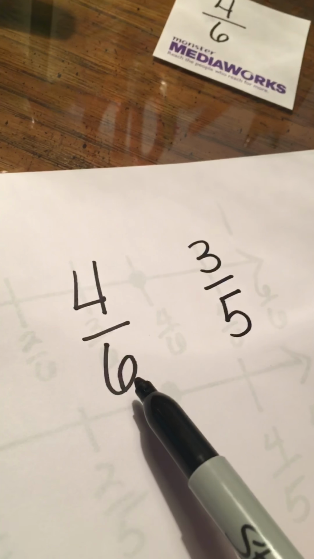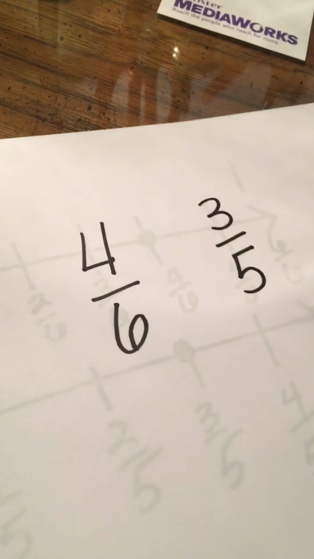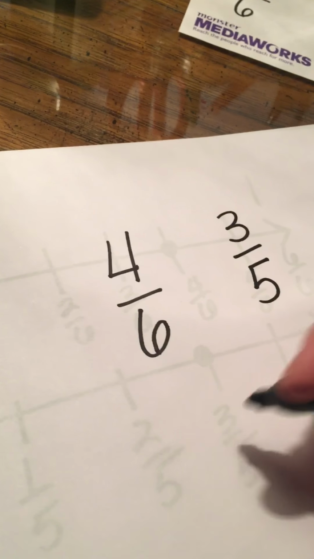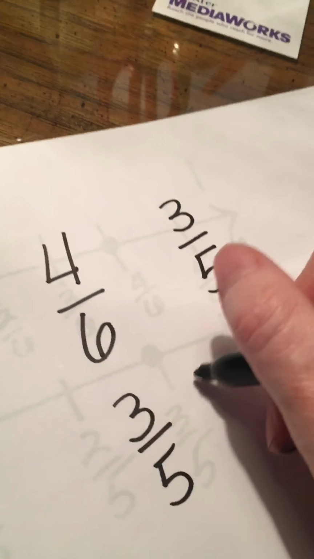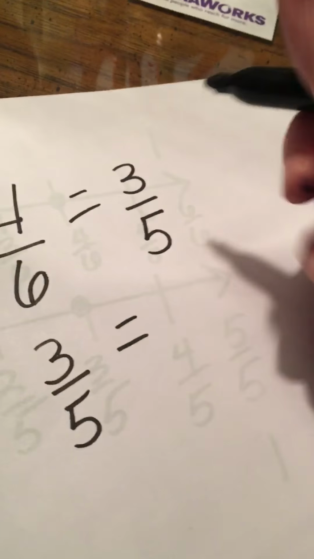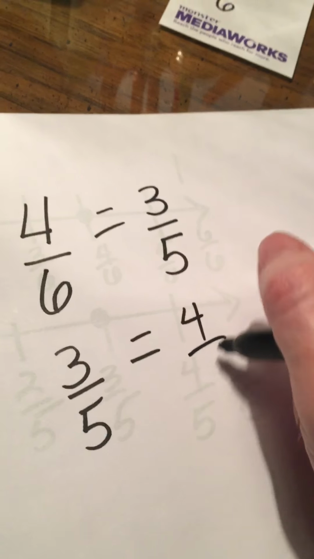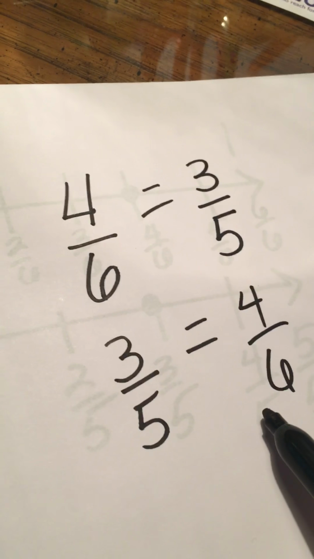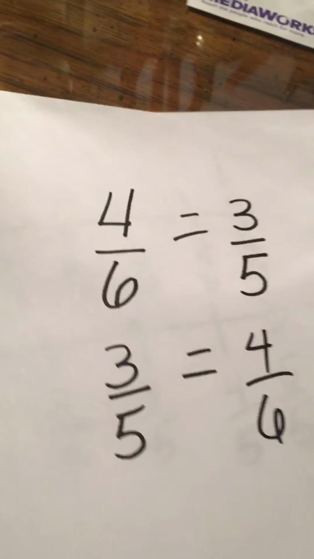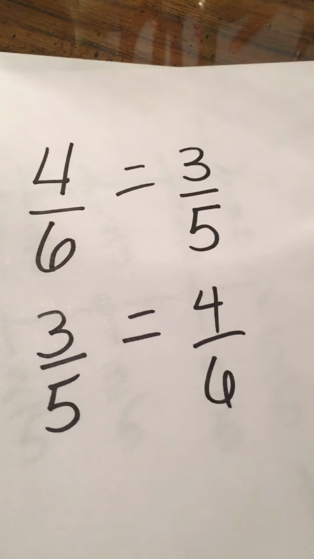Well, 6 divided by anything does not equal 5. Okay? So I know that these cannot be equivalent. And 3/5, okay, if I flip it around like we were doing in class, and 4/6, 5 times anything cannot be equal to 6. Okay? So I know that these fractions cannot be equivalent.